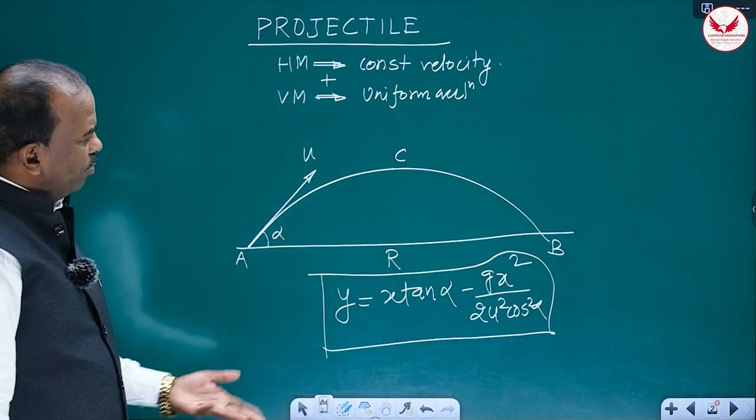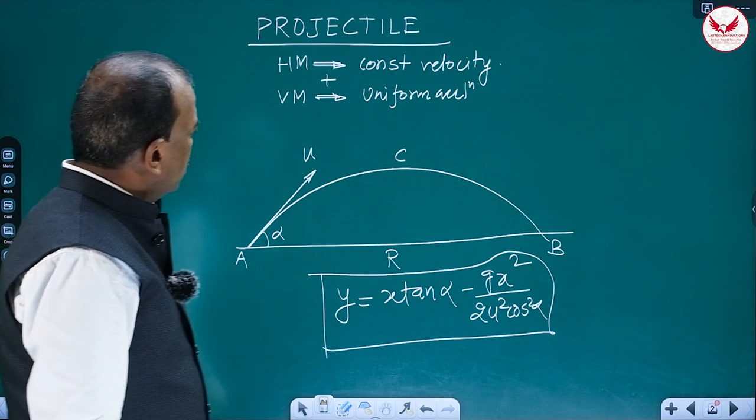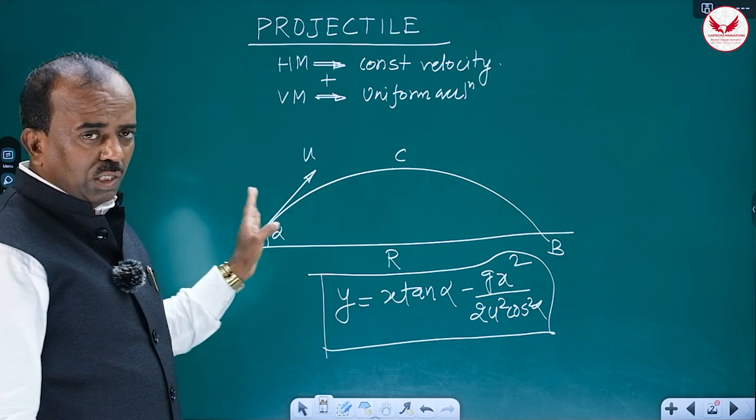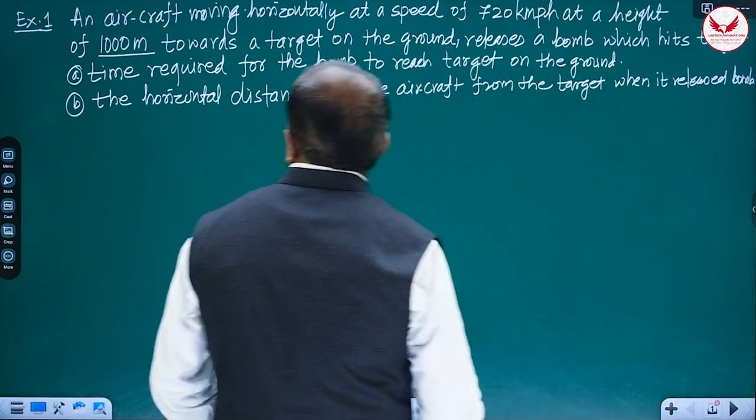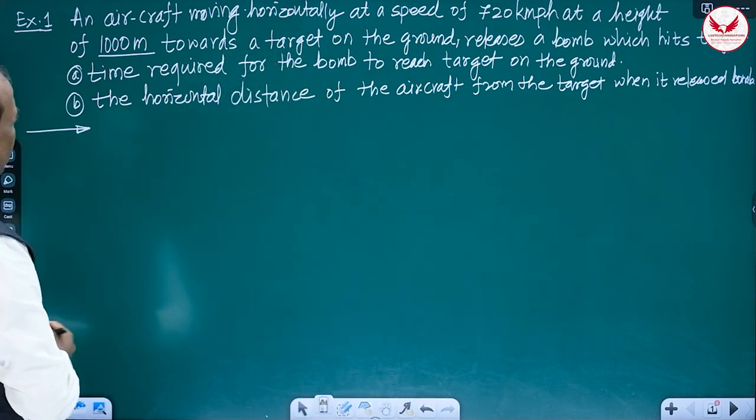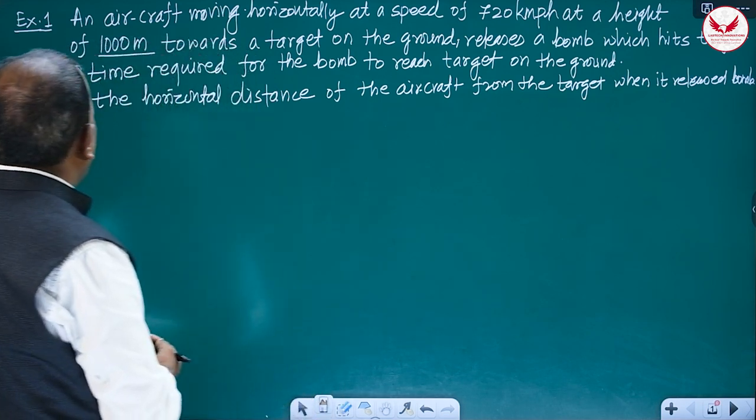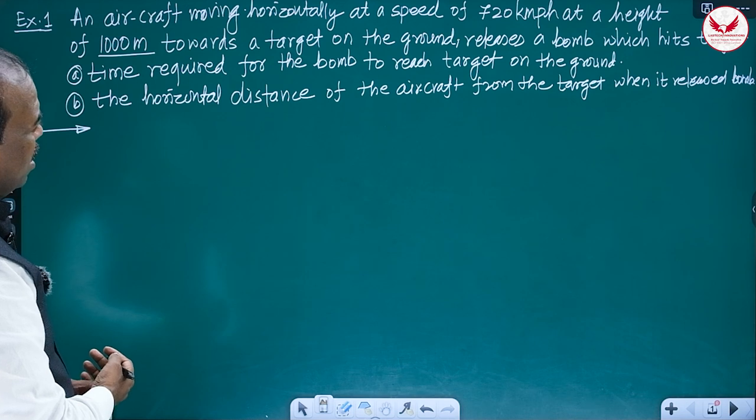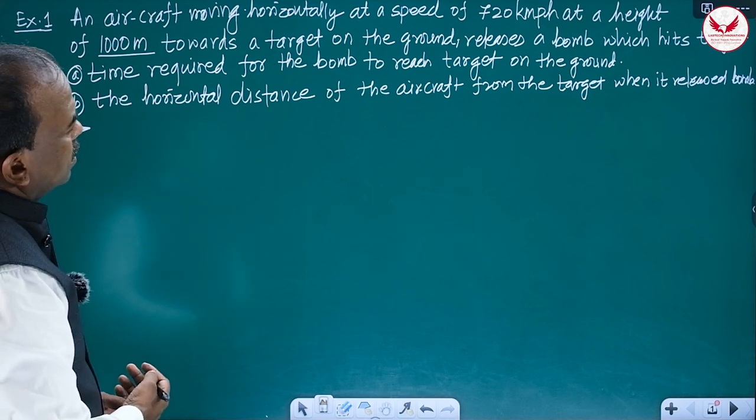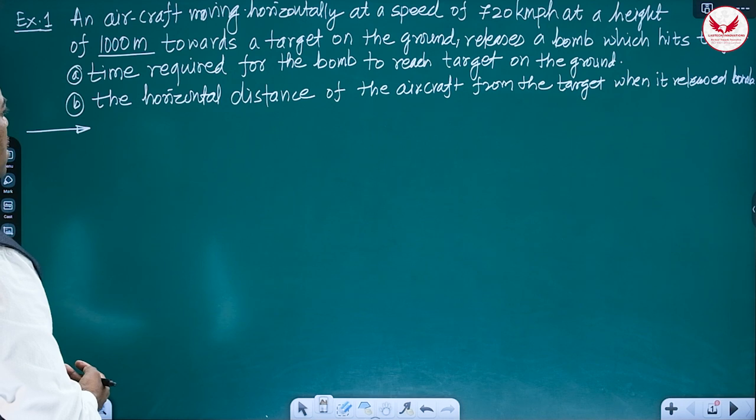Today I'll take very few examples, 3-4 examples, and later on we'll take some more. I'll explain how we can solve these problems and what the very simple ways of solving projectile problems are. Now the very first example: an aircraft moving horizontally at a speed of 720 kilometers per hour at a height of 1000 meters towards a target on the ground releases a bomb which hits the target. Find the time required for the bomb to reach the target on the ground and the horizontal distance of the aircraft from the target.